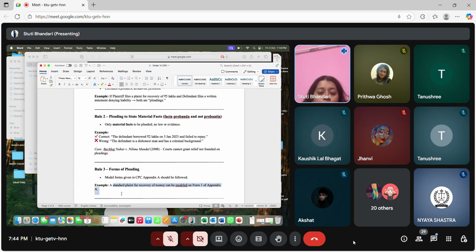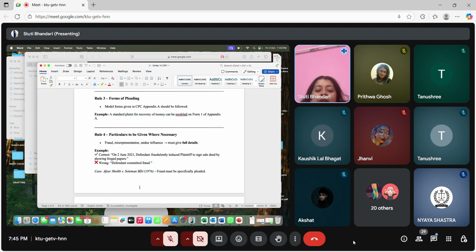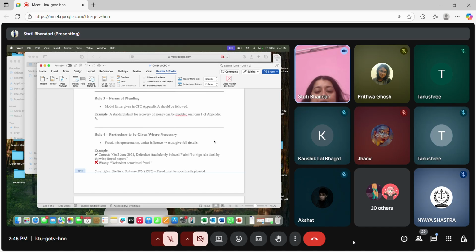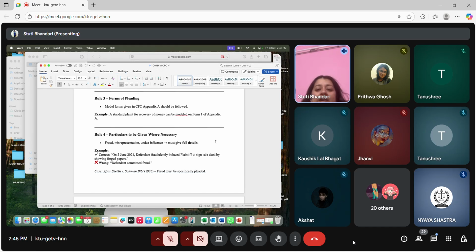Now coming to rule 4. details. But when you are claiming that there has been fraud, misrepresentation, undue influence, I cannot just vaguely write that the defendant committed fraud on you. So this is a very vague statement. I have to write that on 2nd June 2021, defendant fraudulently induced plaintiff to sign sale deed by showing forged paper. So I have to write the entire detail on how the fraud, how the misrepresentation, how the undue influence was committed by the defendant.